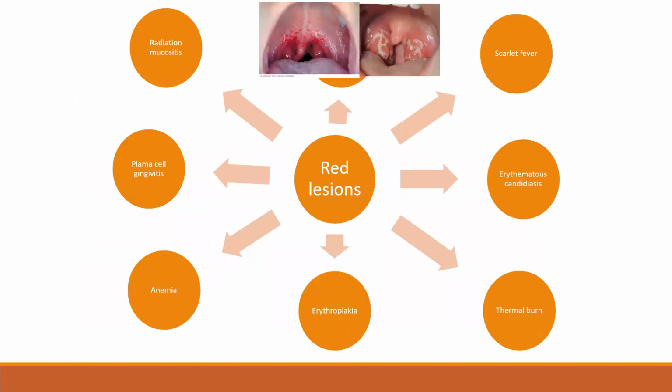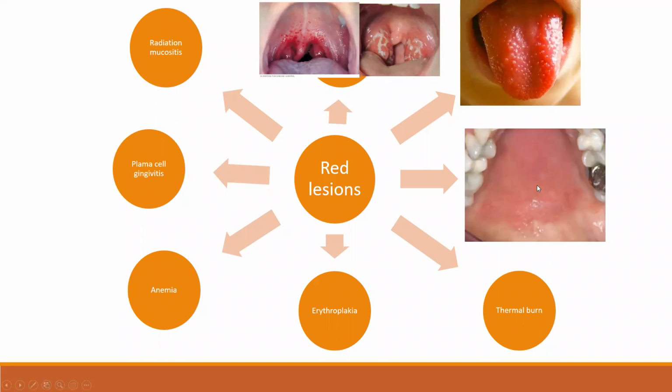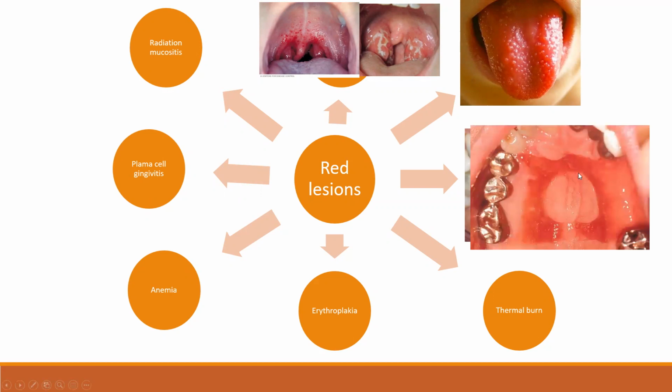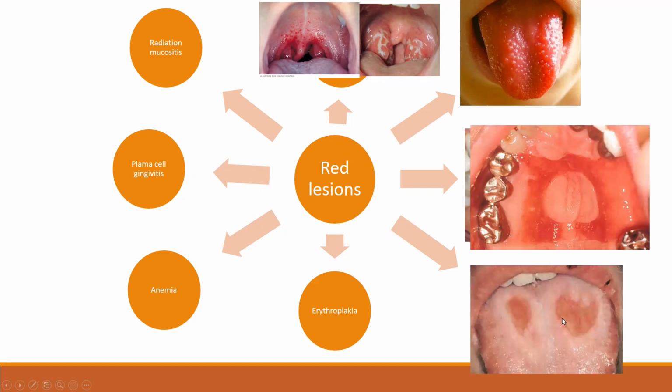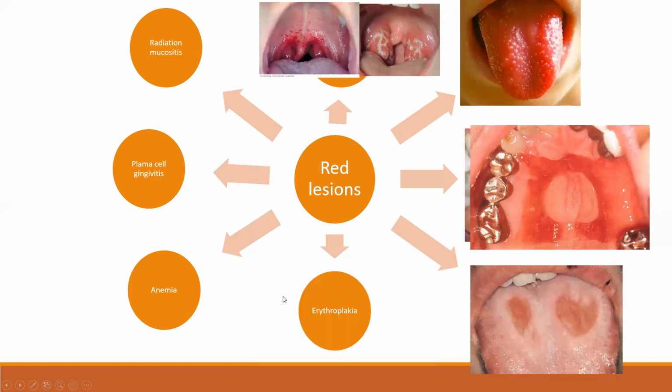So to just wrap up, the first red lesion was pharyngitis. The next is strawberry tongue, also called raspberry tongue, seen as a classical picture of scarlet fever. Erythematous candidiasis is caused by chronic steroid inhalation or by dentures. And this is an example of a thermal burn and a lesion of erythroplakia. Erythroplakia also is a very well-defined lesion. It can be distinctly separated from the surrounding normal mucosa.